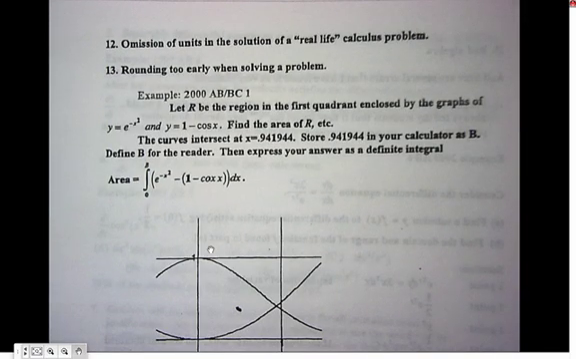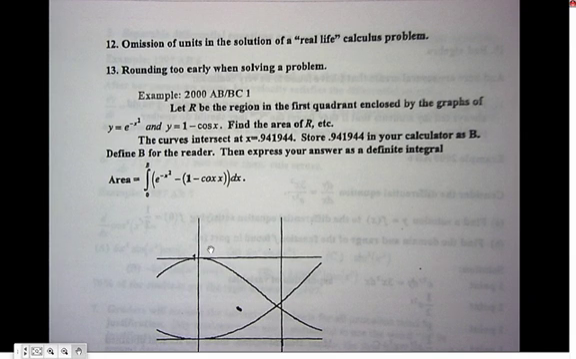And then number 12, omission of units. So that's a common error that they see. This is not the top 10, it's the top 13. And then number 13 is rounding too early or not rounding to 3 decimal places.